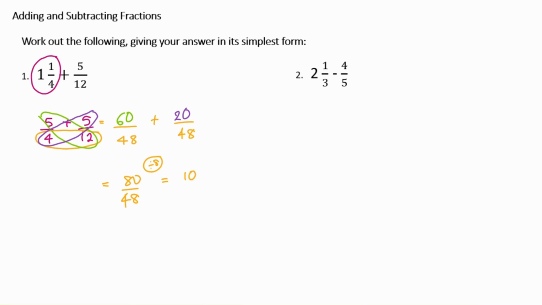80 divided by 8 is 10, and 48 divided by 8 is 6. We can further simplify this because they are both divisible by 2. So if we divide by 2, we get 5 for the numerator and 3 for the denominator. Now this is a top-heavy fraction, meaning the numerator is bigger than the denominator. So we can write this number as a mixed number. We can write this as 1 and 2/3.